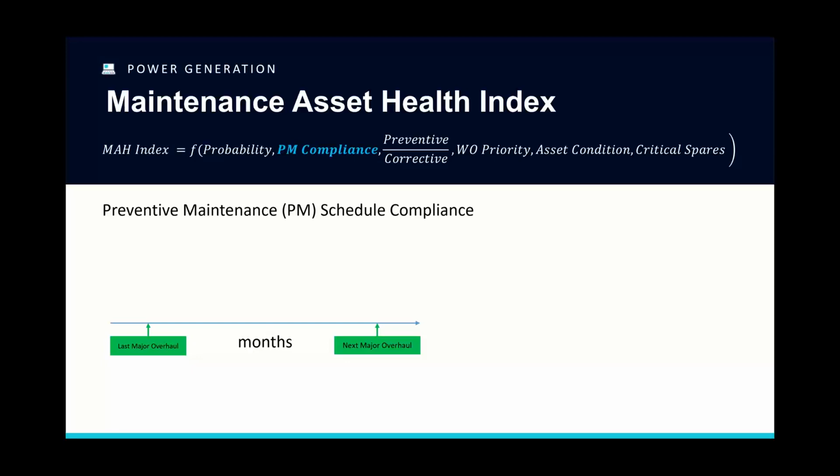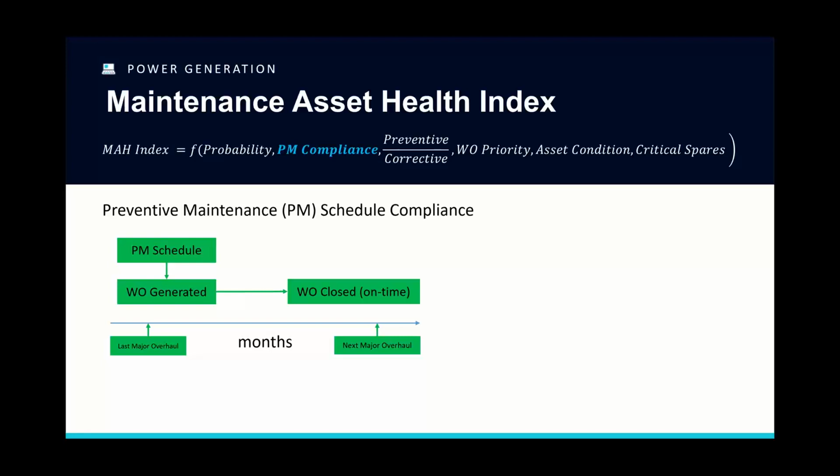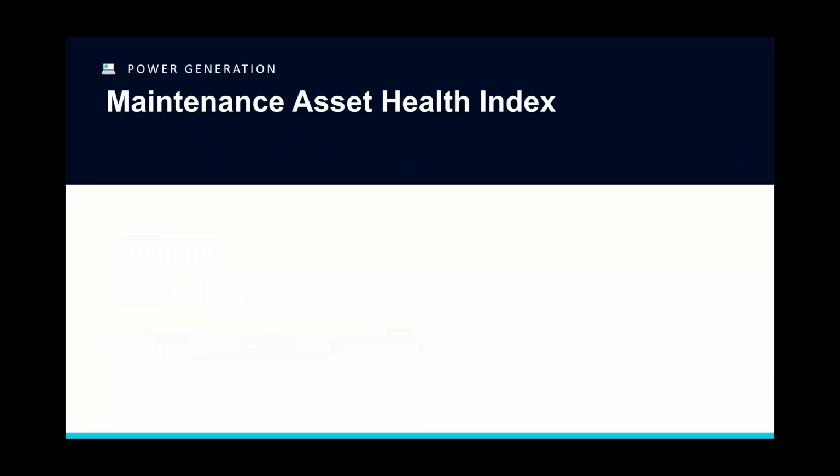So we're looking at, in that period of time, how many of my PM schedules generated work orders, and then out of those work orders, how many did I close on time, right? So basically, we're looking at the scheduled end date on my work orders and the actual end date on the work order. And if those two coincide, that's a hit, right? So we're looking at the total number of hits over the total number of work orders that were generated in that period. And that gives me that second factor, which is my PM compliance.